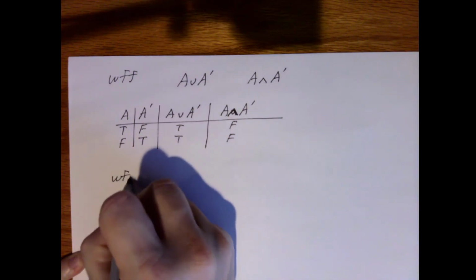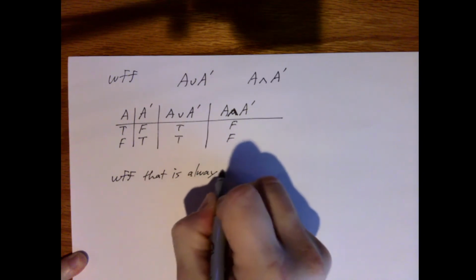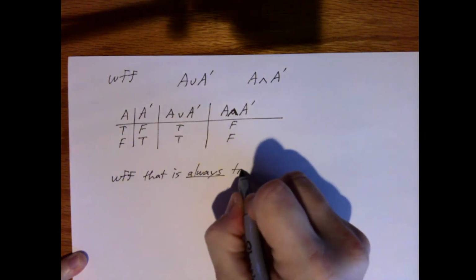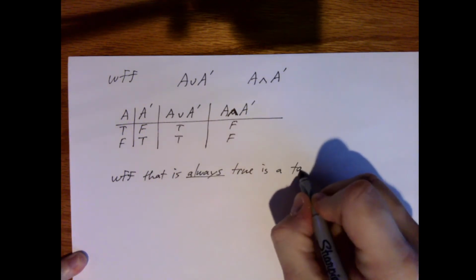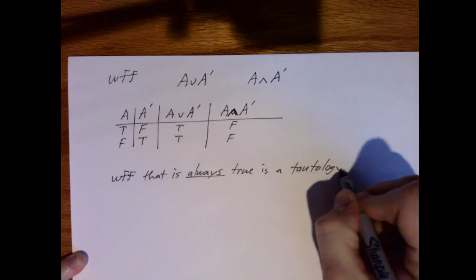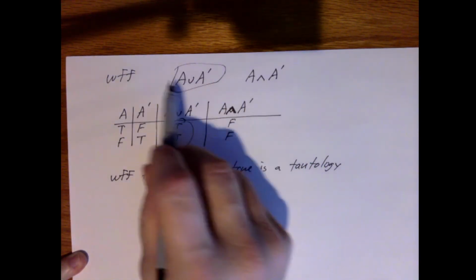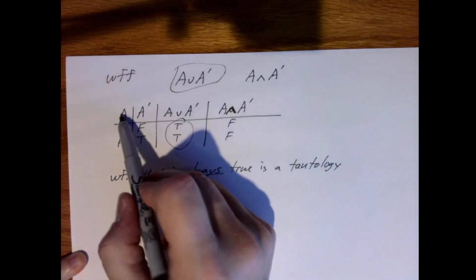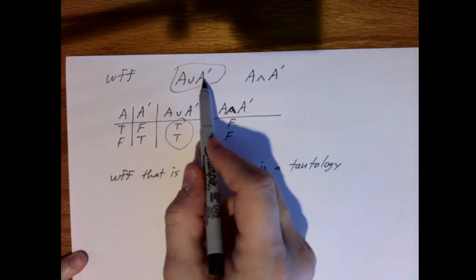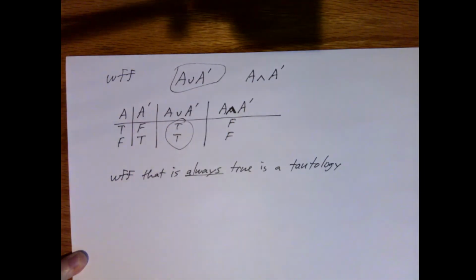So a well-formed formula that is always true is called a tautology. This is right here. So this expression is a tautology. And you can have larger expressions, we'll see some later, but you can have much more complicated expressions that for every conceivable combination of the different things that we're looking at, if it always ends up in true, no matter what combination you choose, then it's a tautology.